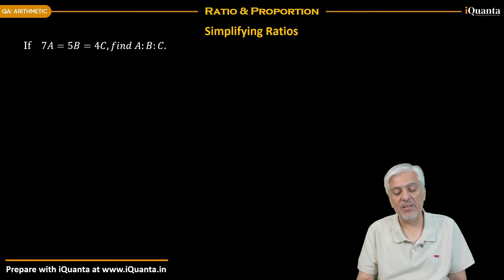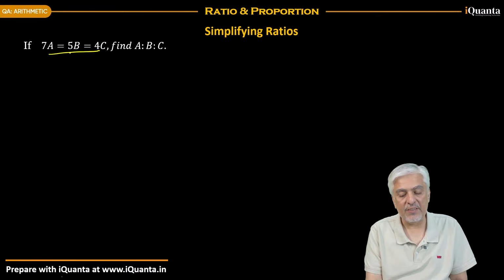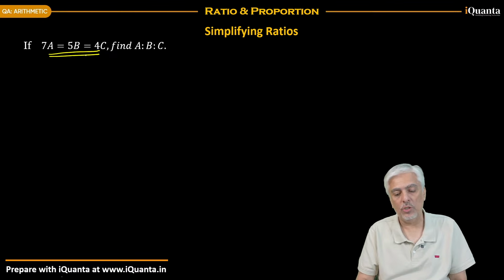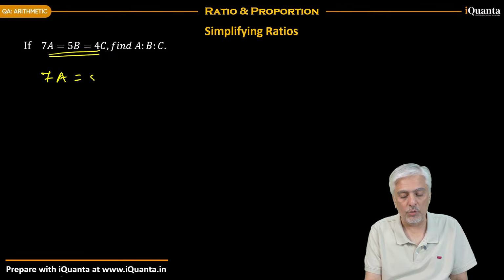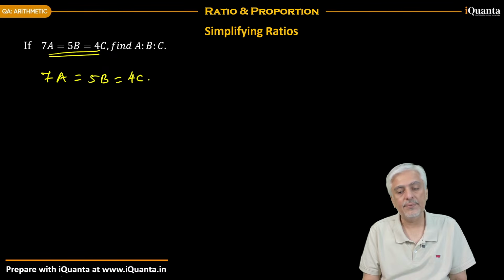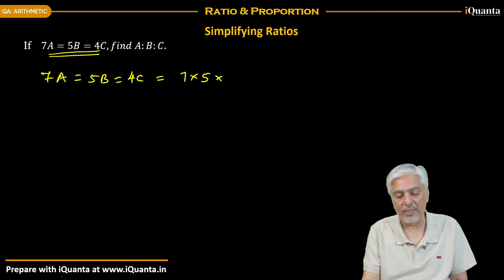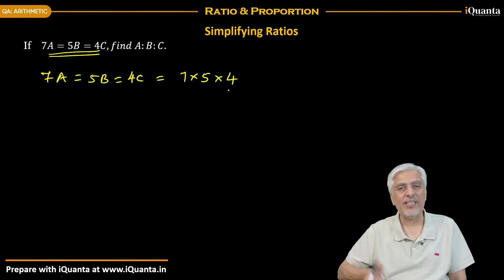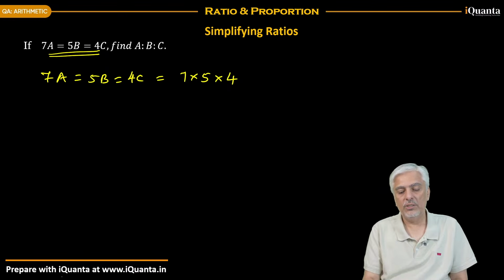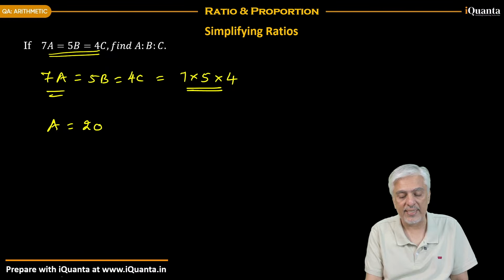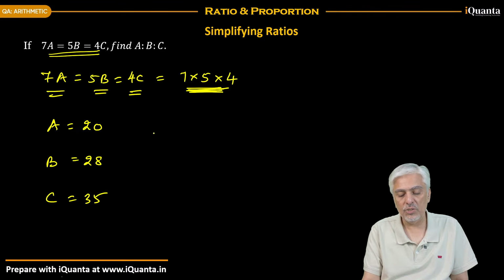What will we do over here? We will first take LCM. The LCM of 7, 5, 4 is 7 into 5 into 4. So I'll take 7a equal to 5b is equal to 4c equal to 7 into 5 into 4. No need for the k. K was going to cut anyway. So 7a is equal to this. So what is a equal to? A is 20. 5b is equal to this. So b is 28. And 4c is equal to this. So c is 35. So ratio is 20 to 28 to 35.